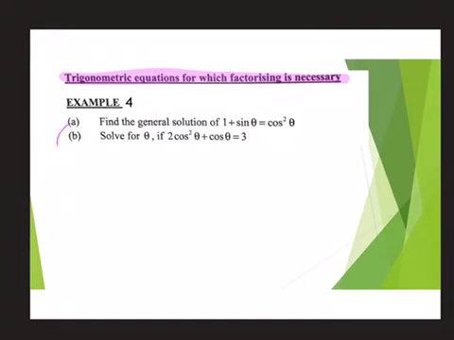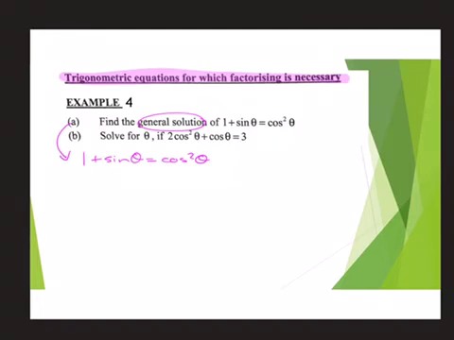So for A, find the general solution. You don't need to do all those specific solutions, just the general one, of 1 plus sine theta equals cos squared theta. The first thing I'm going to do is recognize I have a squared, I have a sine, and I have a 1. But the squared is cos and the plain term is sine. So it's like having y squared equals x plus 1.